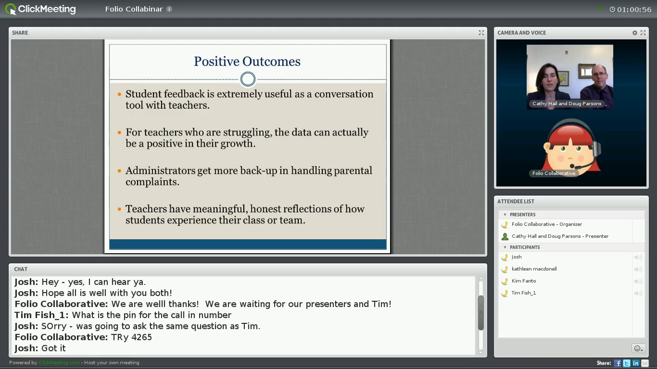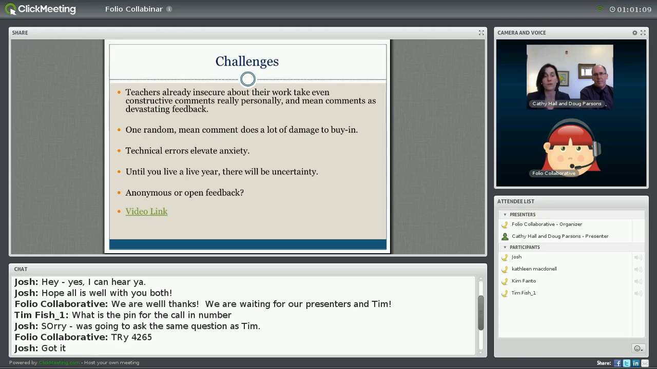And then this idea of just teachers being able to reflect. There are so few ways for teachers to get meaningful feedback from the people they're there to serve. And this really does provide that, the most effective way to do it.